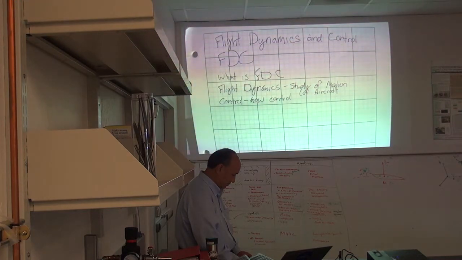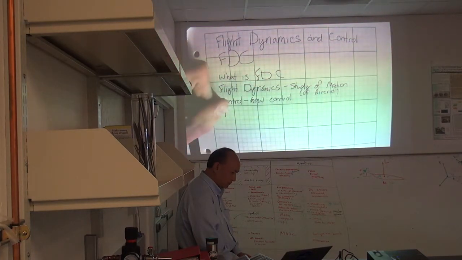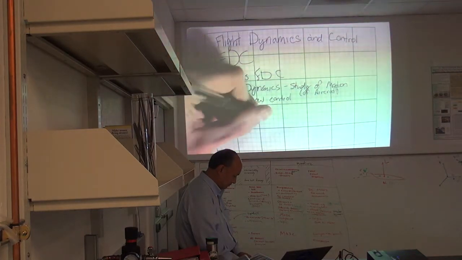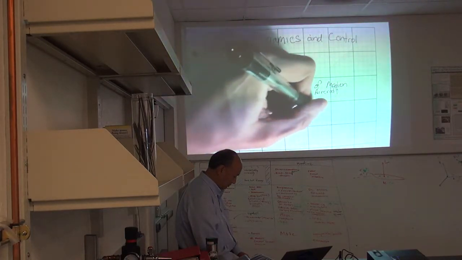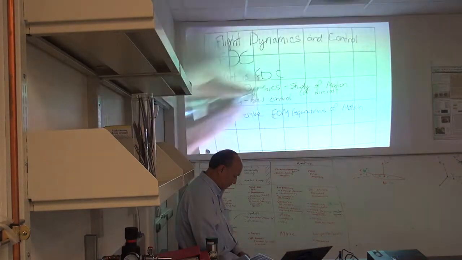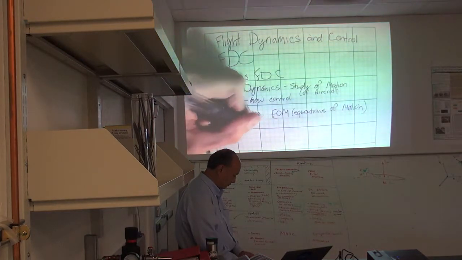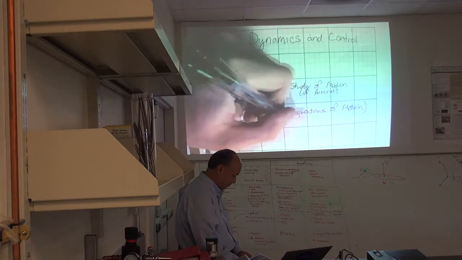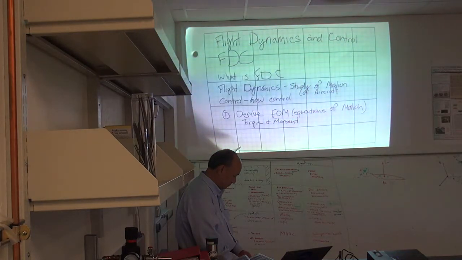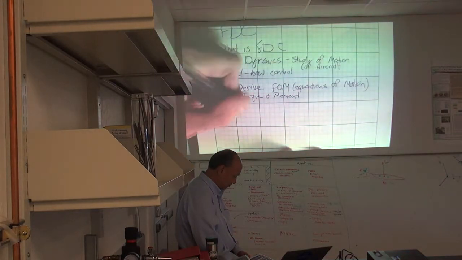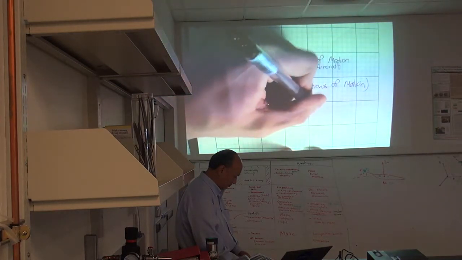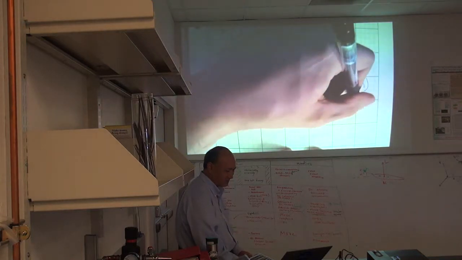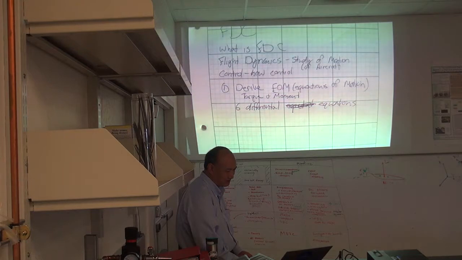Next, we're going to move on to what will we be doing in the class. Well, first of all, we're going to derive the equations of motion, EOM for short. These include the torques and the moments, those are the same thing, and the forces on the aircraft, and then we will solve them. As it turns out, it's 6 differential equations that we need to simultaneously solve. So we'll learn how to solve those as well.